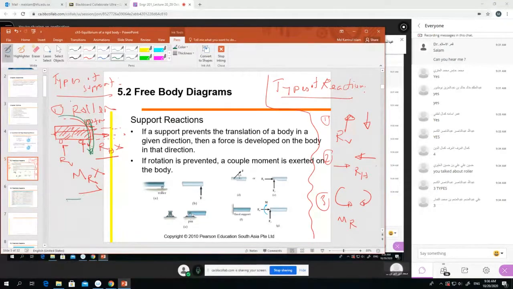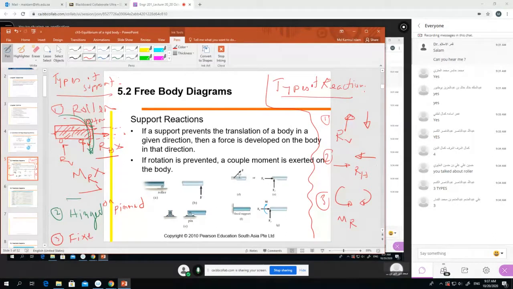So number one is roller, number two is hinge or pinned, P-I-N-N-E-D, pin support. I'm writing down here: there are three types of support for any structure or rigid body. Number one roller, number two hinge or pinned, and number three is fixed support.